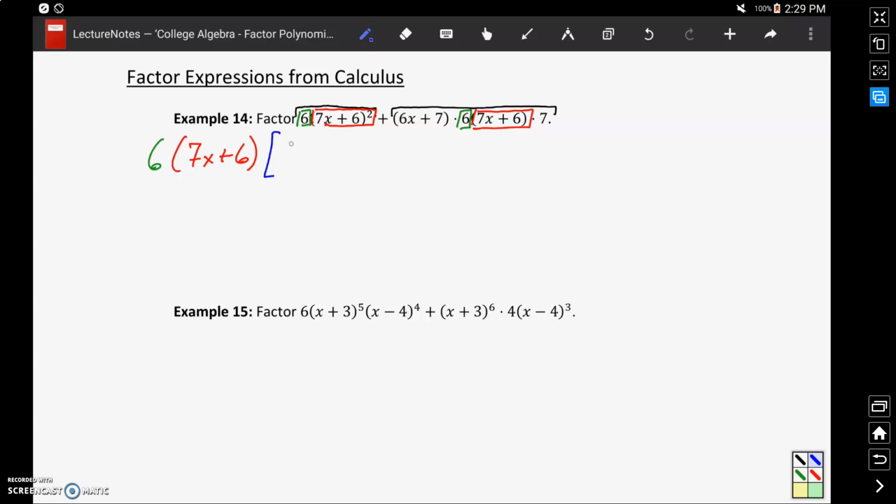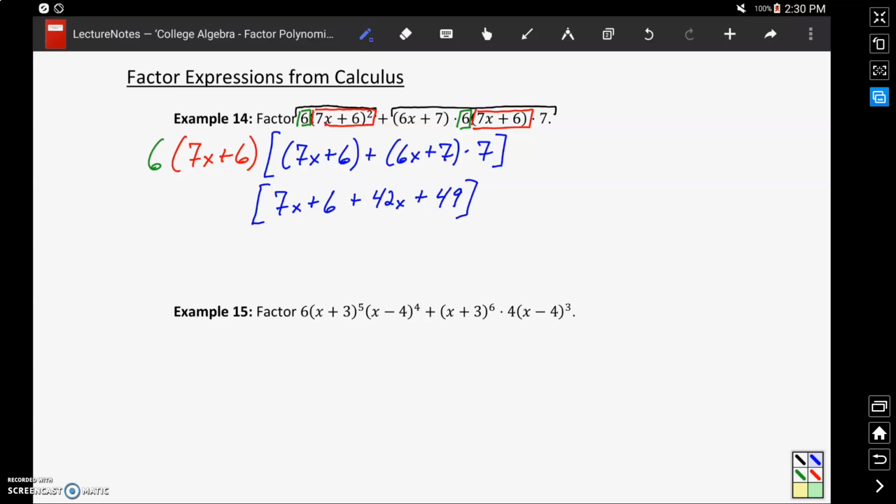In our first term, we had 7x plus 6 squared. We factored out one of those, leaving us with still one left over, plus what we have left over in the second term, which would be the quantity 6x plus 7 times 7. We can drop those parentheses to rewrite this as 7x plus 6. And then in the second term, we'll distribute 7 through to get rid of those parentheses, rewriting this as 42x plus 49.